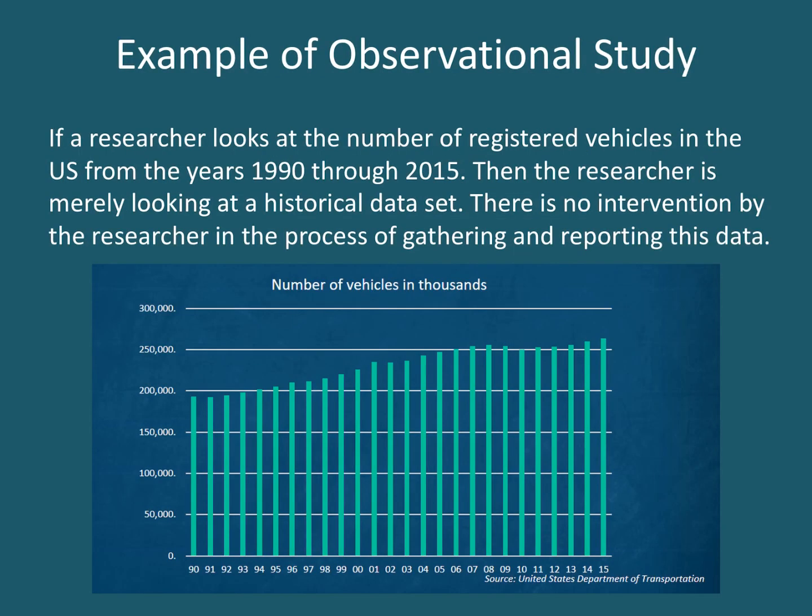As an example, if a researcher looks at the number of registered vehicles in the US from the years 1990 to 2015, then the researcher is merely looking at a historical data set, and there's no intervention by the researcher in the process of gathering and reporting this data, meaning that this data is reported to him or her, and then a conclusion is potentially made off of simply the observation of this data.